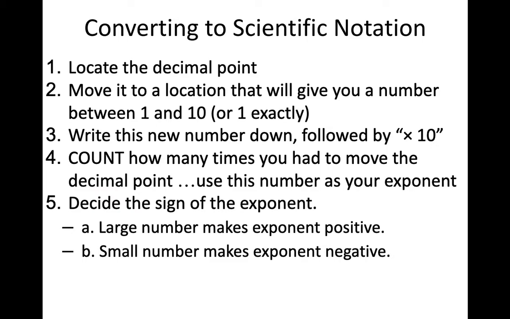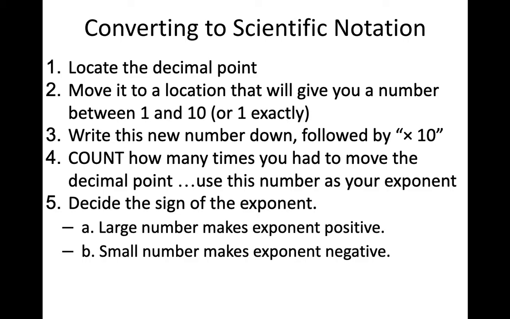So, steps to converting to scientific notation. First, you need to locate the decimal point. Now, for some numbers there may not be a decimal point, and it's always assumed that if there's no decimal point, then after the last number, a decimal would be found there. Side note, a comma and a decimal are two completely different things. Don't mix that up. Next, move the decimal to a location that will give you a number between 1 and 10, or it could be the number 1 exactly.